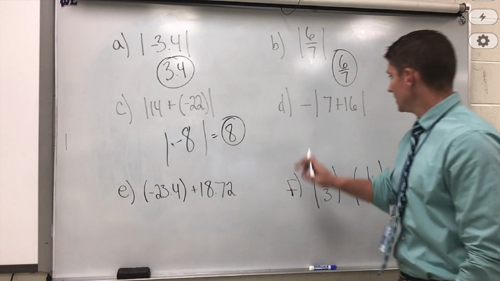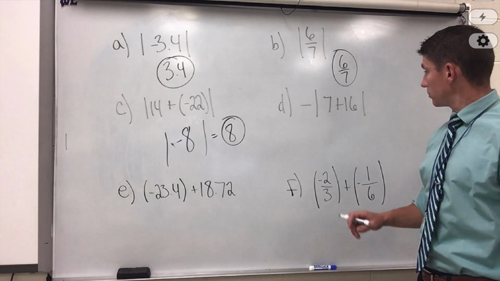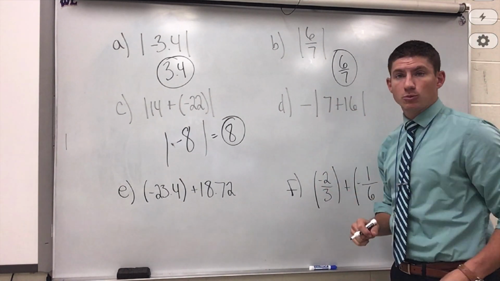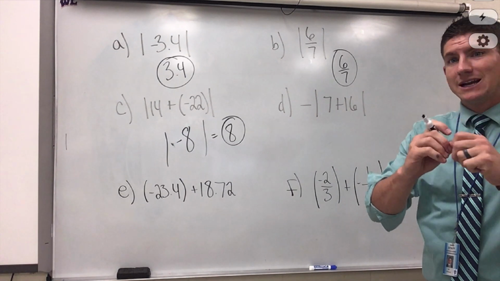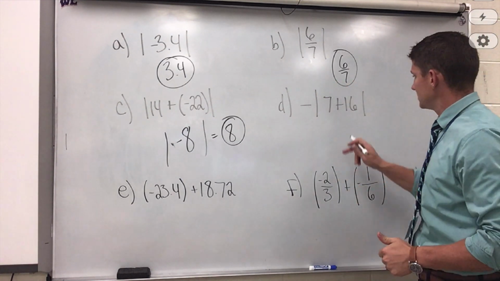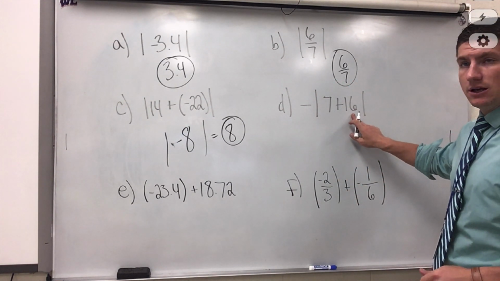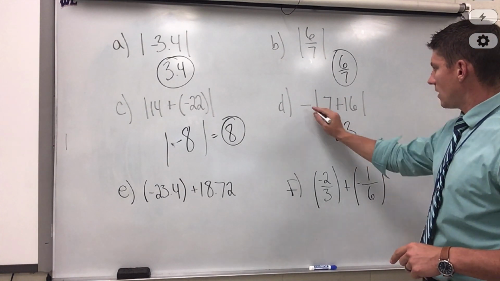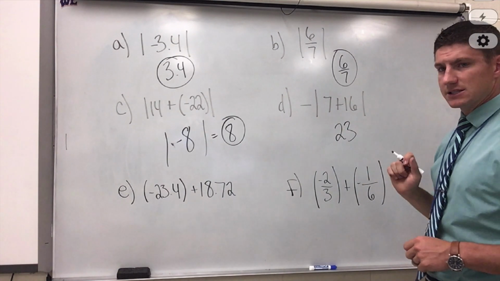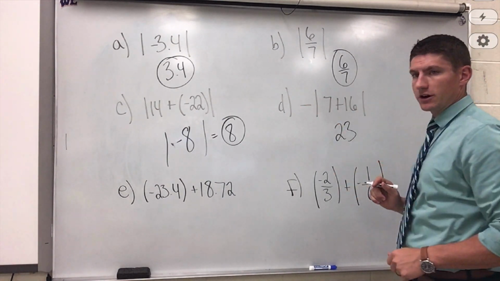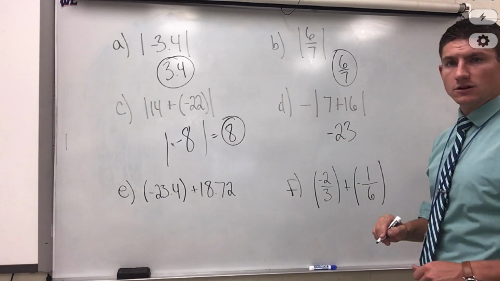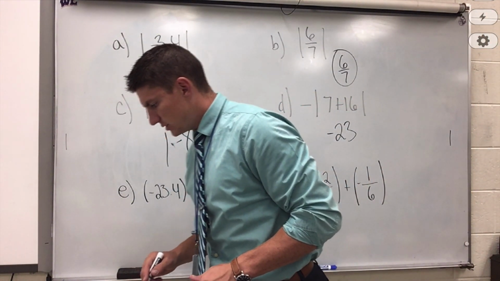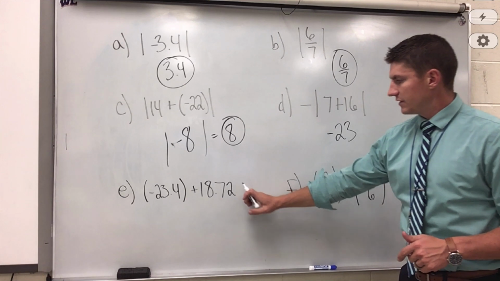Okay? Letter D has, again, a mathematical expression, 7 plus 16, inside of my absolute value brackets. Therefore, I've got to do what's inside, and then what's outside would apply afterwards. 7 plus 16, that's going to be, let's see, 23. And our absolute value symbol would make this positive, but because the negative over here is outside, the answer is going to be negative.